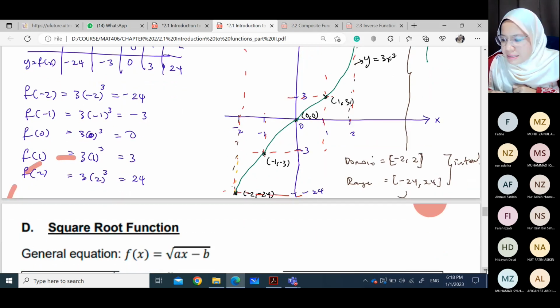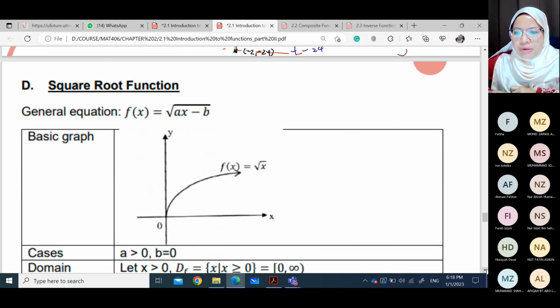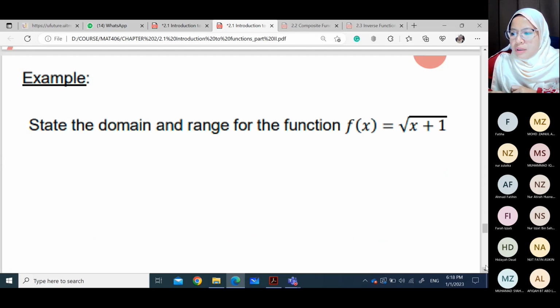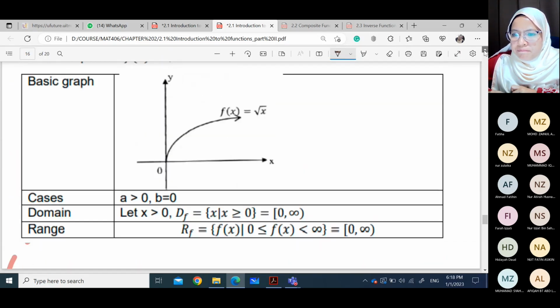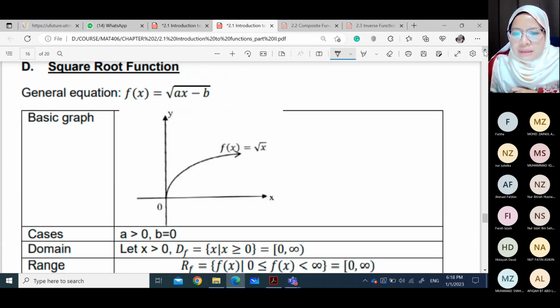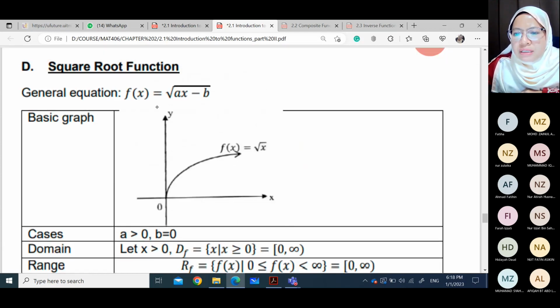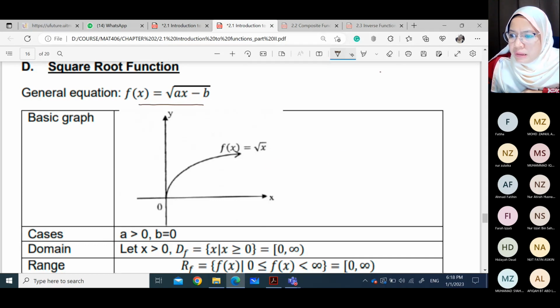Alright, so next, last kita tengok square root. Square root function yang ini. Okay, so general equation for square root function is square root ax minus b. So as usual, a cannot be equal to 0, right? Okay, for this one, so we have this graph. So this graph is about square root of x. So ini basic graph dia, where a is always positive.